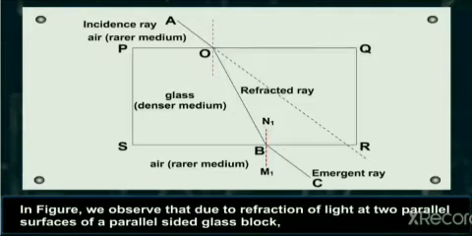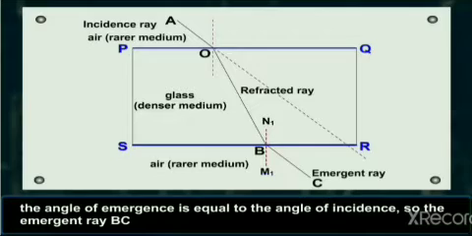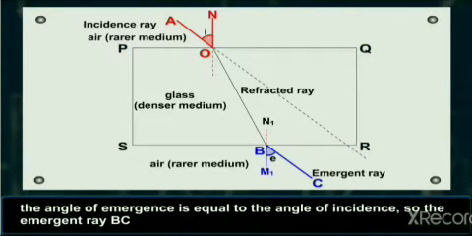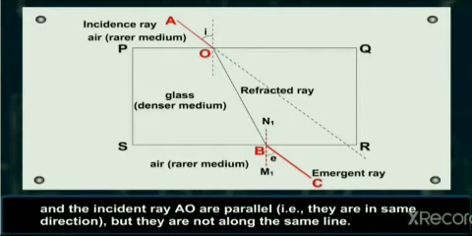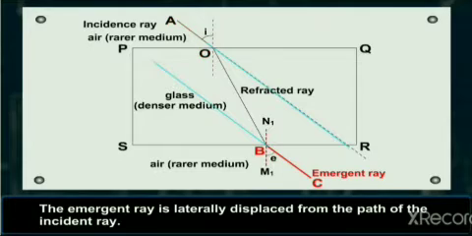Displacement. In the figure, we observe that due to refraction of light at two parallel surfaces of a parallel-sided glass block, the angle of emergence is equal to the angle of incidence. So the emergent ray BC and the incident ray AO are parallel. That is, they are in the same direction, but they are not along the same line. The emergent ray is laterally displaced from the path of the incident ray.